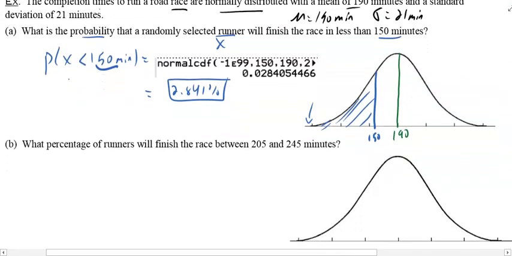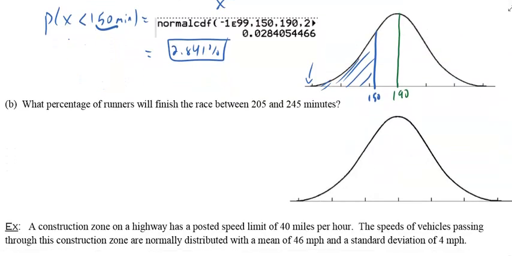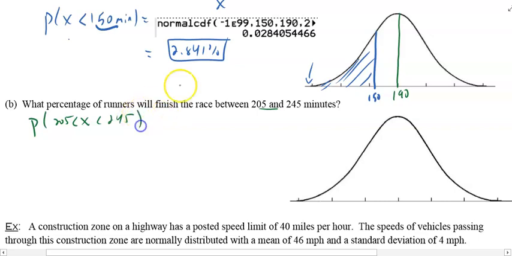Now, the beauty of it, if we're dealing with the same problem, the calculator already stored the values, so it already has the average and the standard deviation in there, right? So it says, what percent of runners will finish the race between 205 and 245 minutes? Well, this is 190. 205 is to the right. And 245 is also to the right.